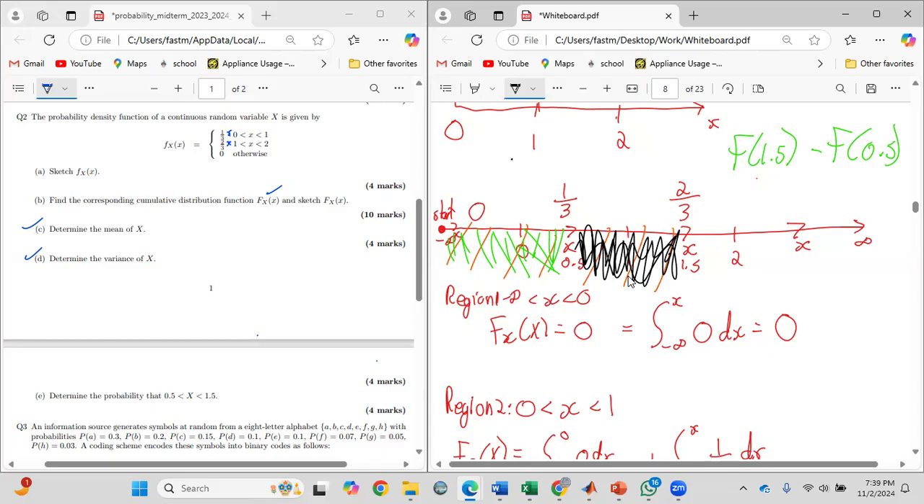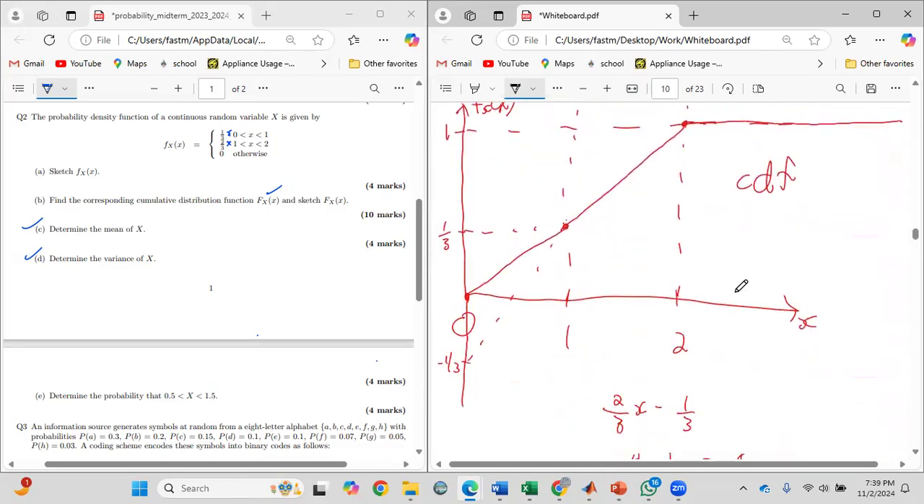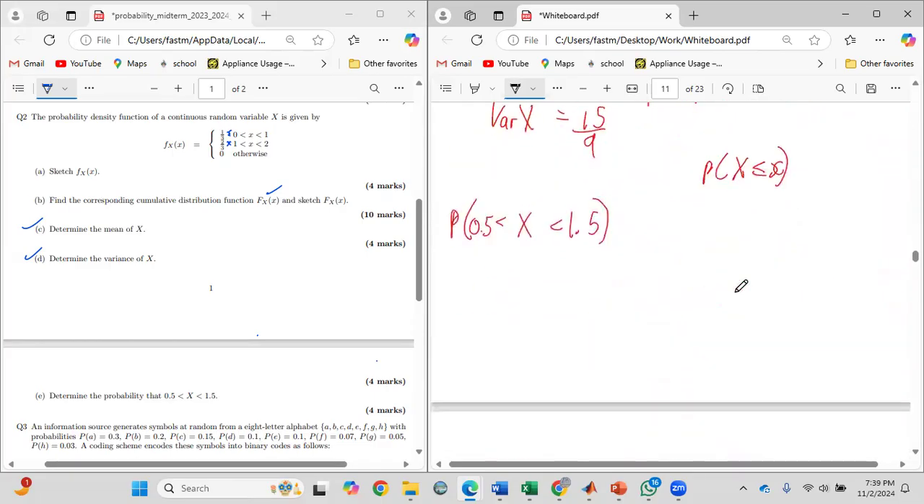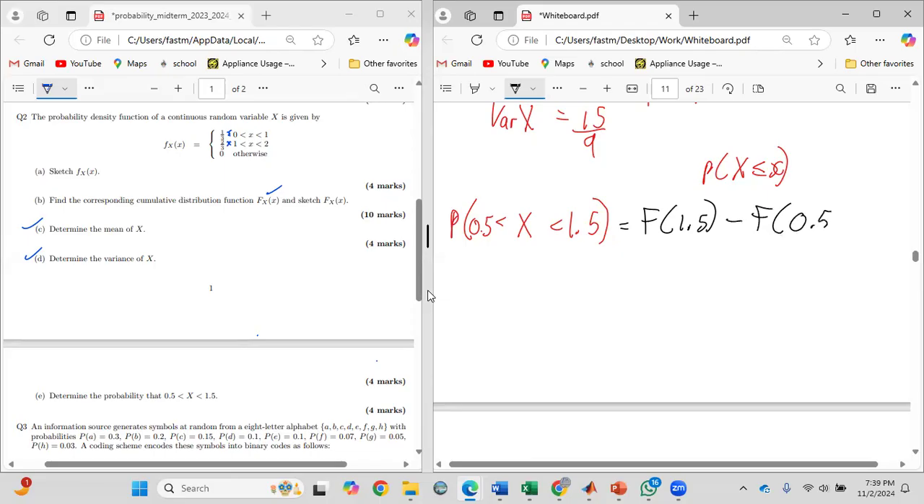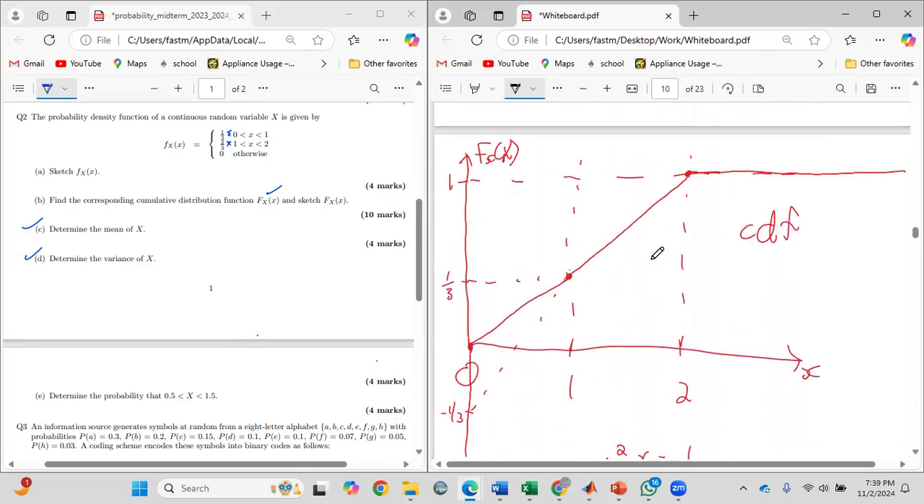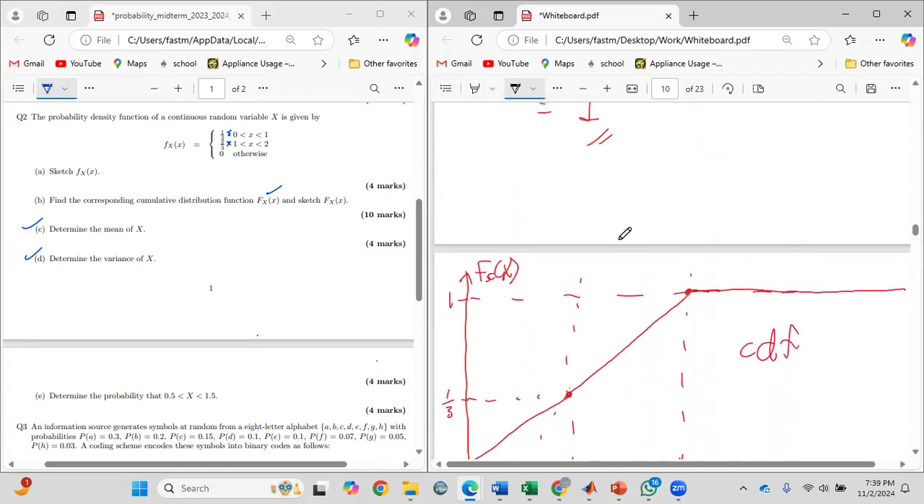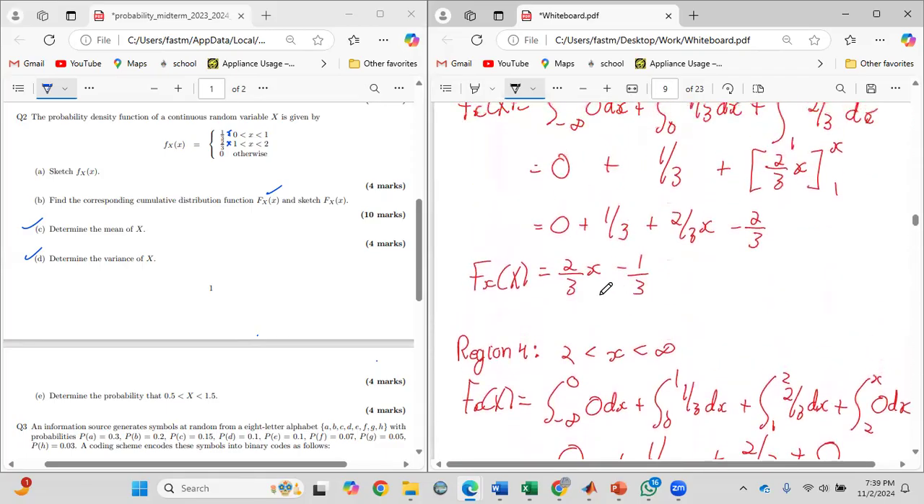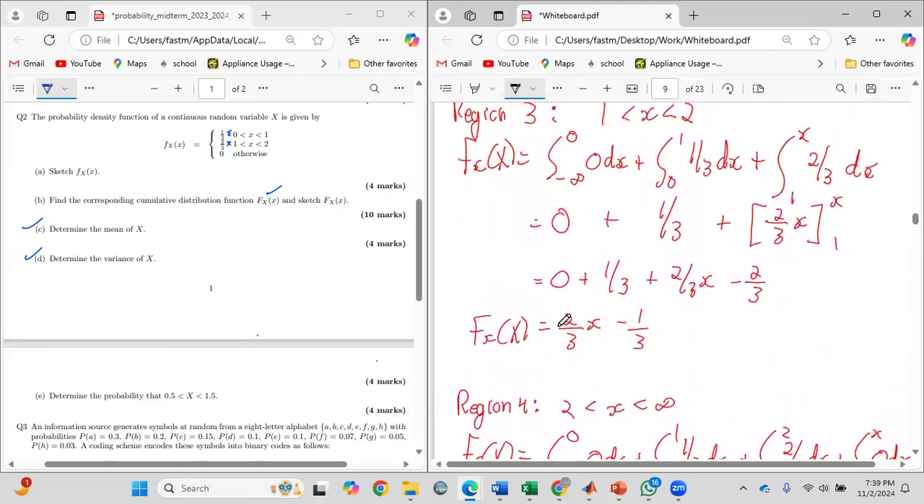So I'll do that, because remember, I have a CDF, so I could use it. Right? Okay, that's carbon out where you don't want from where you want. Or carbon out where you want from where you don't want. So this here will be everything less than or equal to 1.5, subtract everything less than or equal to 0.5. So 1.5 is between 1 and 2. So we have to look for the equation between 1 and 2, which is here, I think it was 2/3 x minus 1/3.